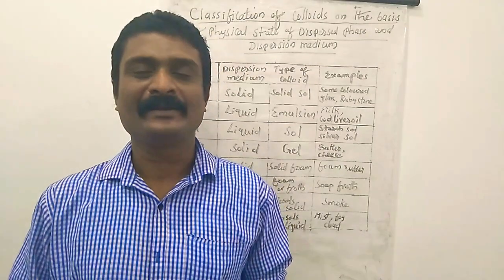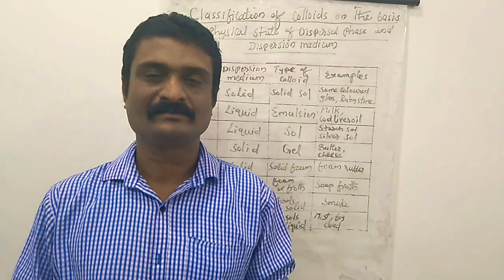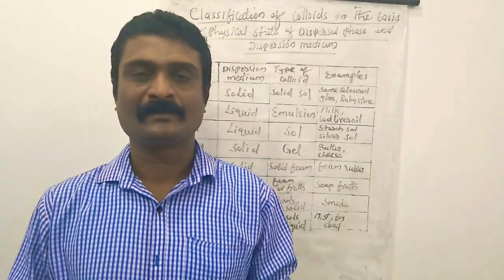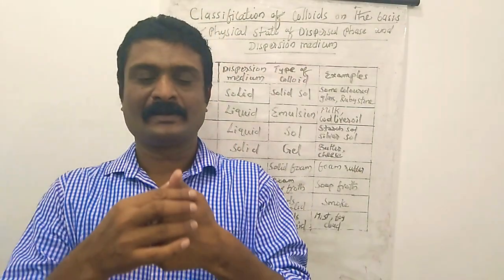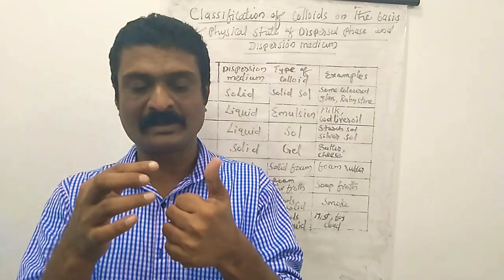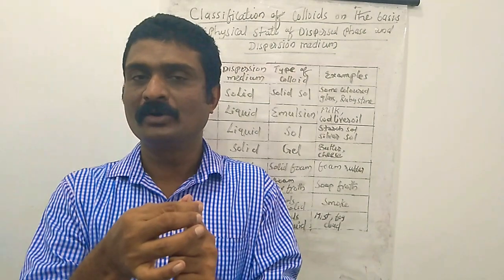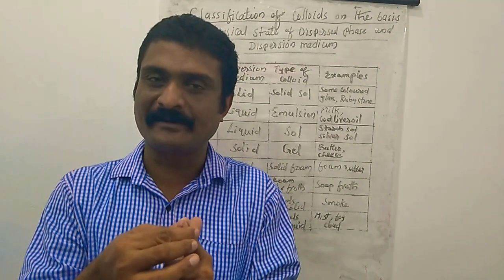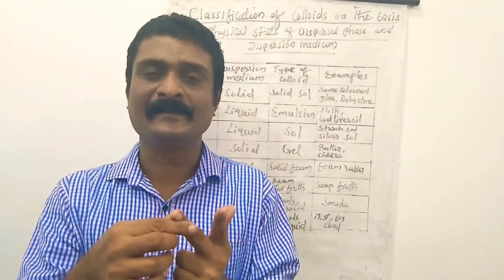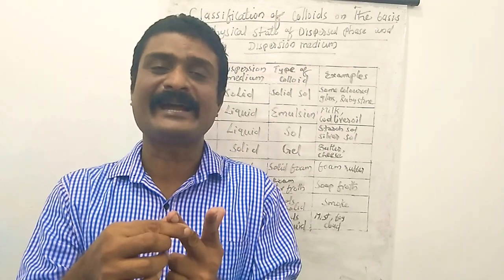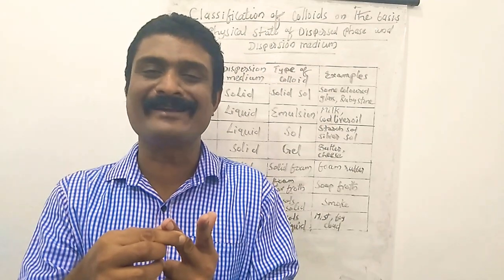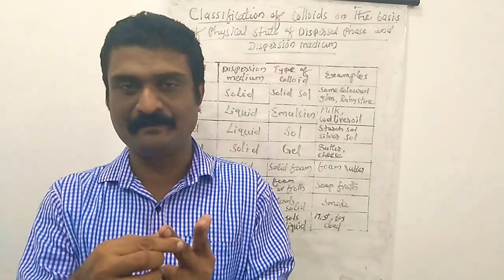Colloids can be classified on the basis of three criteria. Criteria number one, physical state of dispersed phase and dispersion medium. Criteria number two, the force of interaction between dispersed phase and dispersion medium. Criterion number three, the type of particles of dispersed phase and dispersion medium.